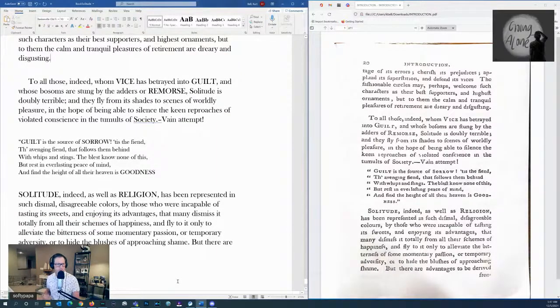Solitude, indeed, as well as religion, has been represented in such dismal, disagreeable colors by those who were incapable of tasting its sweets and enjoying its advantages, that many dismiss it totally from their schemes of happiness, and fly to it only to alleviate the bitterness of some momentary passion or temporary adversity, or to hide the blushes of approaching shame. But there are advantages to be derived. Okay, I think we did it.